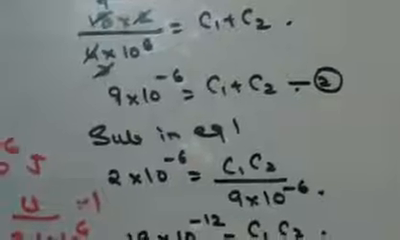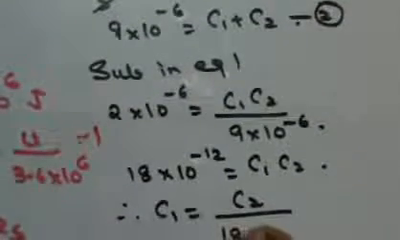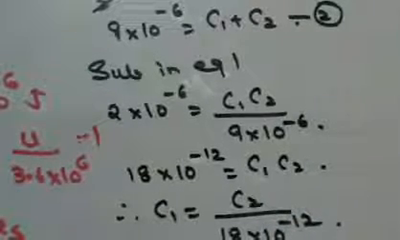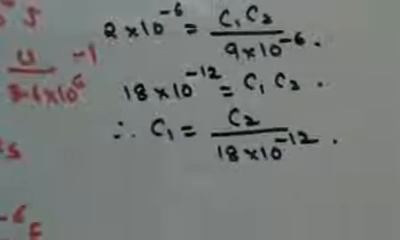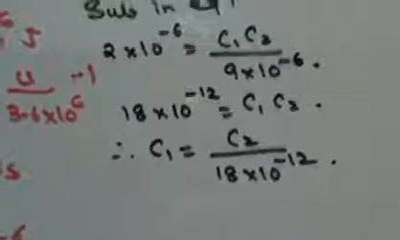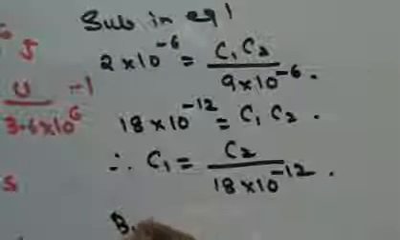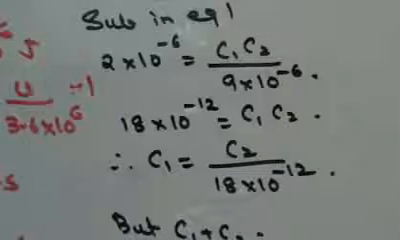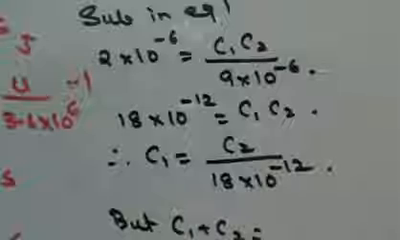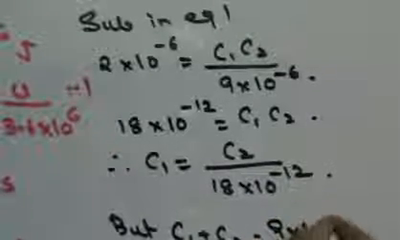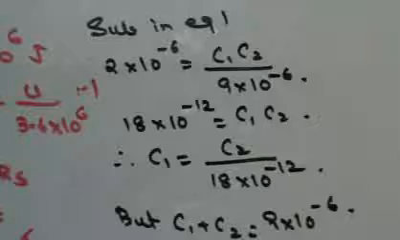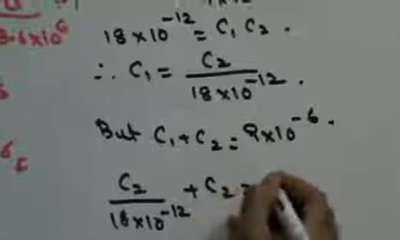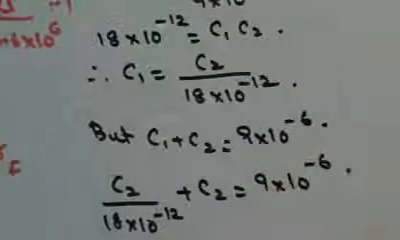Therefore I can say that C1 is C2 upon 18 into 10 raised to minus 12, if I cross multiply. But they have given you C1 plus C2, the effective capacitance in parallel, which we have found out as 9 into 10 raised to minus 6. So instead of C1 I can write C2 upon 18 into 10 raised to minus 12 plus C2, which is nothing but 9 into 10 raised to minus 6.